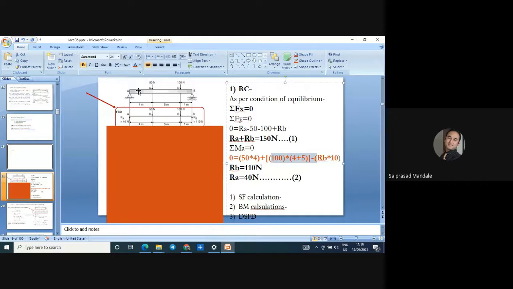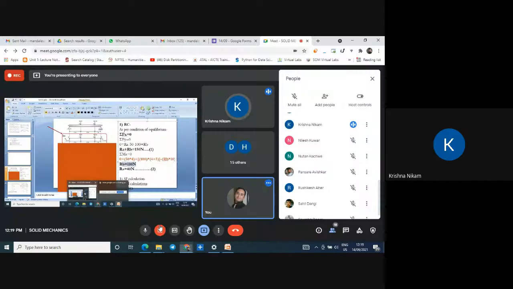So it is minus RB into 1 plus 5 plus 4, that is the complete distance, so it is RB into 10. Only one term is unknown, RB is unknown. So we have calculated RB. That's it. Now is it clear to you, Nikam? Yes, sir. Okay, great.